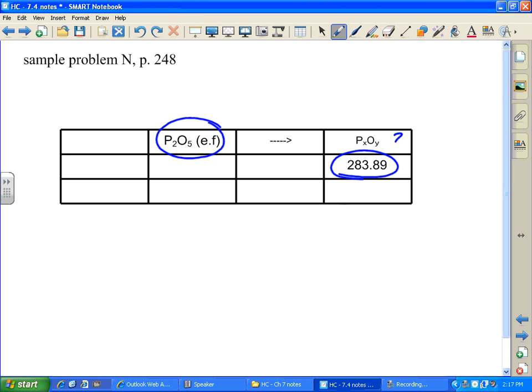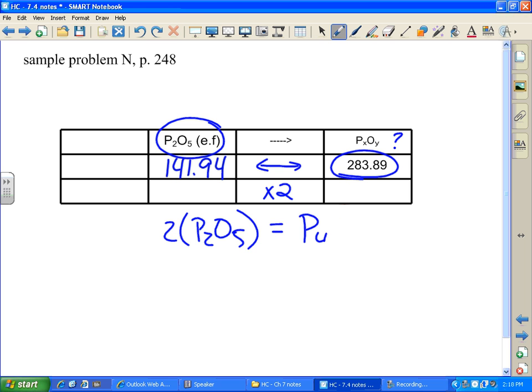So again, we're trying to find out the value for PXOY. Quite simply, we just compare the molar masses of the two. We have the molar mass of the molecular. We need to know the molar mass of the empirical. And as you can see, they work through this in the book, 141.94. So if we compare 141.94 to 283, we see it's a multiple of 2. Therefore, the formula as they work out in that problem becomes P4O10. Okay. And again, you're able to look through those steps and follow through what they've done in the book there on page 249.